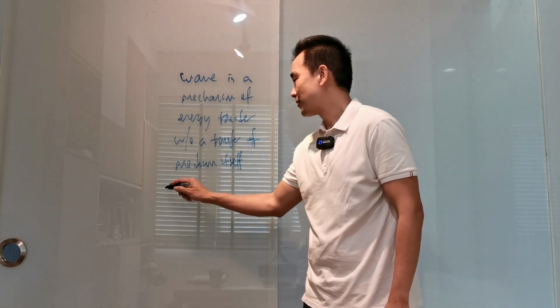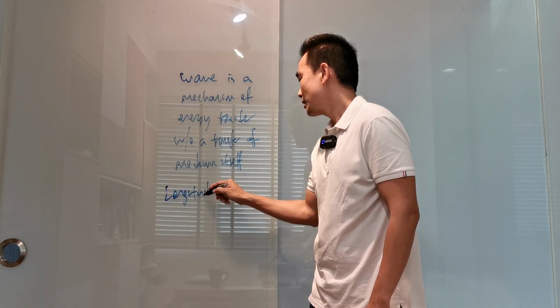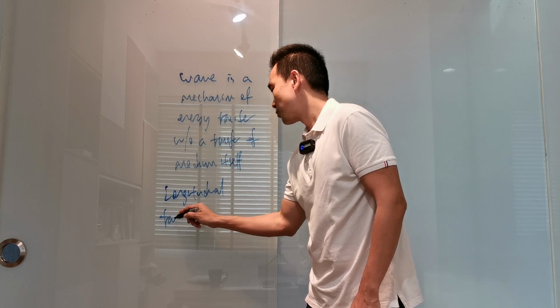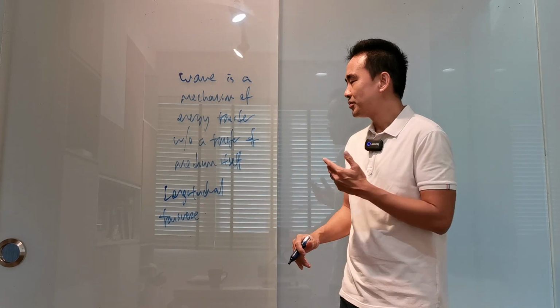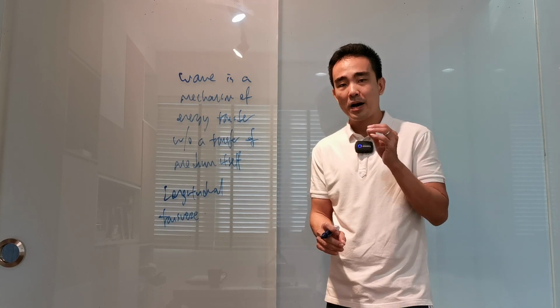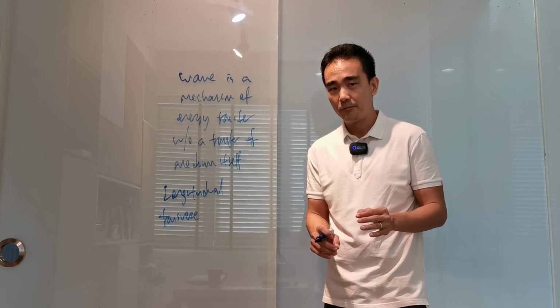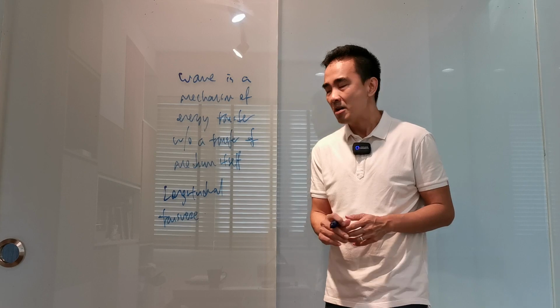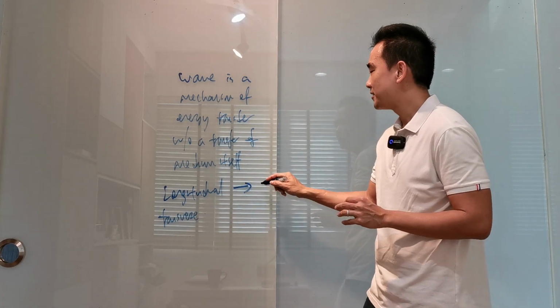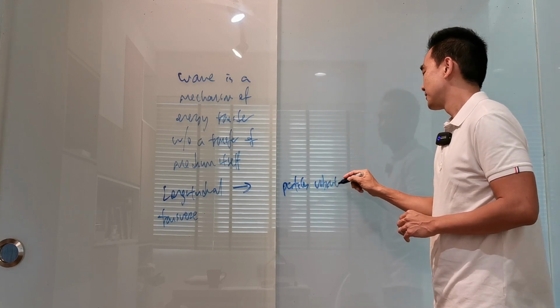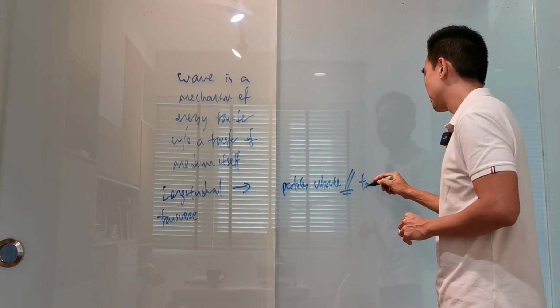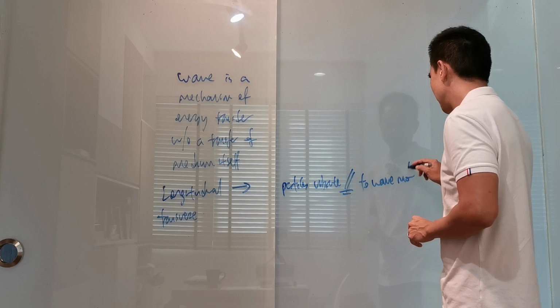There are two kinds of wave: longitudinal and transverse waves. You have learned this before. Longitudinal waves are waves where the particles vibrate parallel to the wave motion. So I want to see the key idea that the particles vibrate parallel to the wave motion.